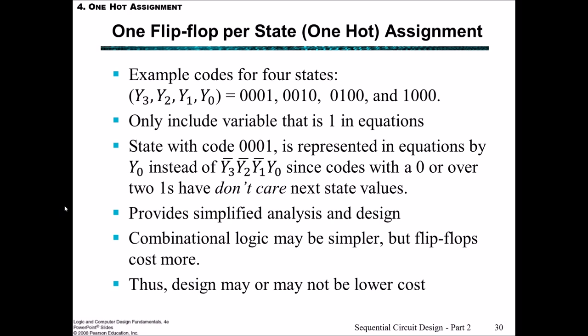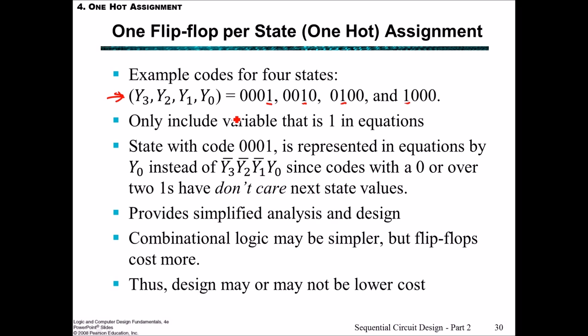So for example, we might have four states that we want to use, which is Y3, Y2, Y1, and Y0, as shown here. And we could assign them to these four codes. And notice that in these codes, one of the bits is one, and all the other bits are zero. So this is why we call it one hot, because one of them is on, and the others are not. We have four states and four codes, each of which only has a single bit being high. And by doing this, we really only have to include the variable that is one in the equations, and sometimes it can actually make it simpler.